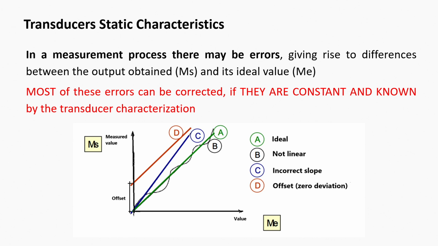In the image, we can see 4 situations for calibration or for modeling. The green line, A, will be the ideal behavior of the transducer, in which the MS value is equal to its ideal one, ME. But we can also find situation B, in which the transducer does not behave in a linear shape, or even situation C, in which we can find this linear behavior, but there is an error of exactitude due to an incorrect relationship between the real and the ideal value of the measurement obtained by the transducer.